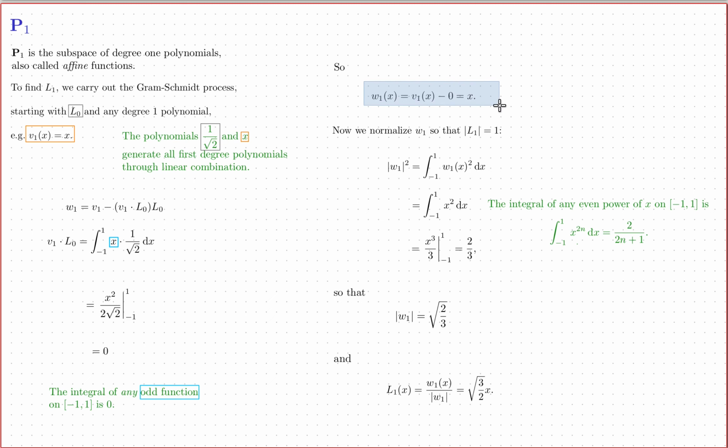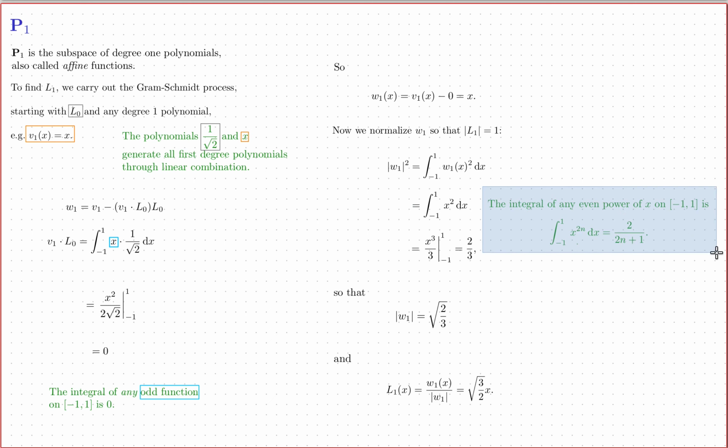However, we still have to adjust x so that it has unit length, right? When we subtract its projection, we still get x, but now we have to normalize x so that its magnitude is 1. Well, how do we compute the magnitude? The magnitude squared is equal to the dot product with itself. In our case, W1 is just x. So we're integrating x squared from -1 to 1. The antiderivative is x cubed over 3. You evaluate it from -1 to 1, you get 2/3.